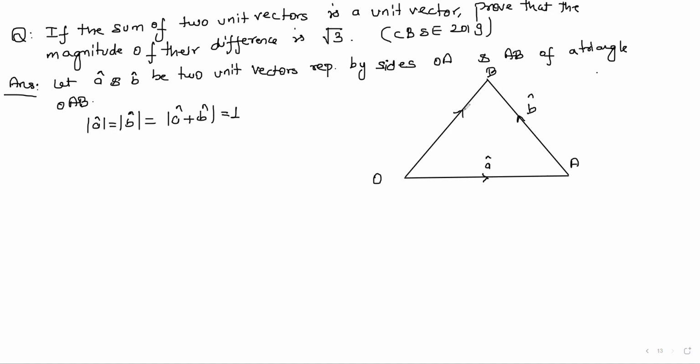Then this one, OB. Can anyone tell me how much it will be? A cap plus B cap. Now can anyone tell me the type of this triangle? Is it isosceles, scalene, equilateral? What kind of triangle is it? Scalene triangle, no. Anyone else? What type of triangle is it?